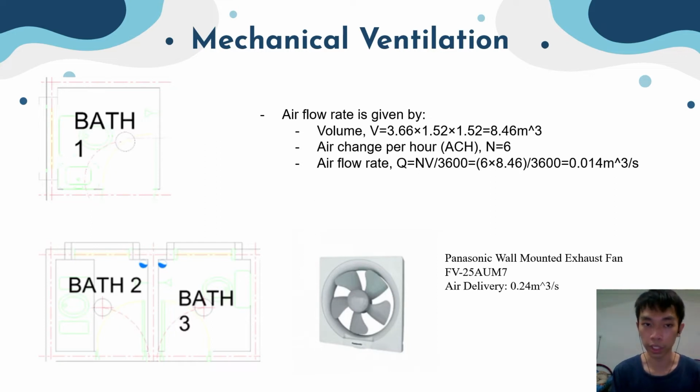For the bathrooms, there are 3 bathrooms in total, and they all share the same size. Each of their volume is 8.46 meter cube. The air change per hour is 6. Hence, the air flow rate is 0.014 meter cube per second. So we have chosen the Panasonic wall-mounted exhaust fan, model MV24AUM7. The air delivery is 0.24 meter cube per second.